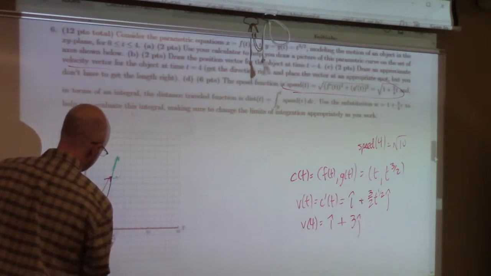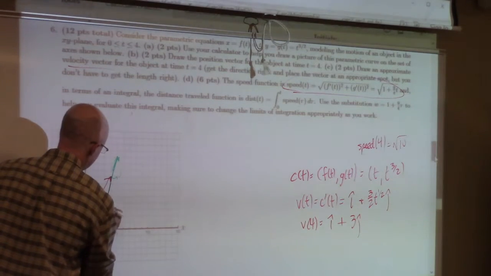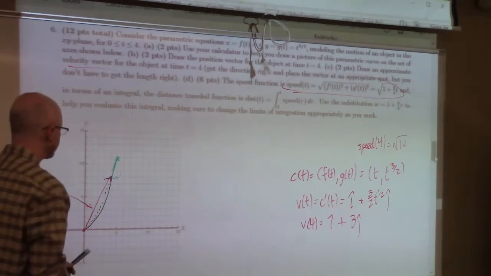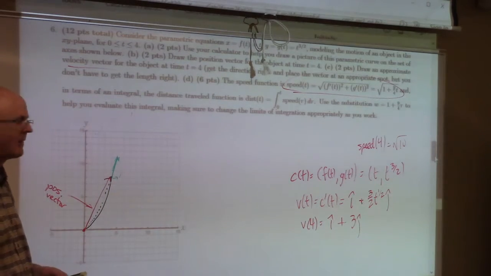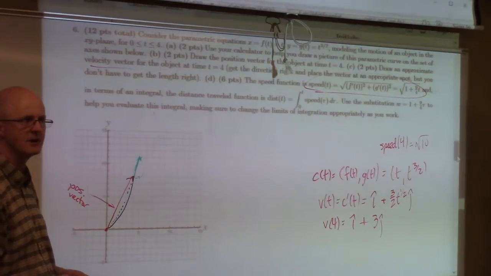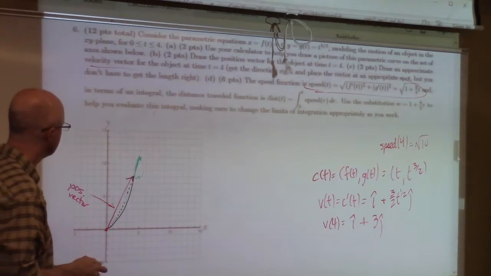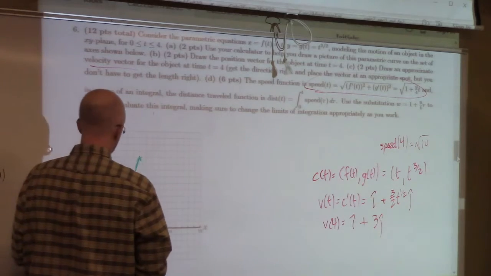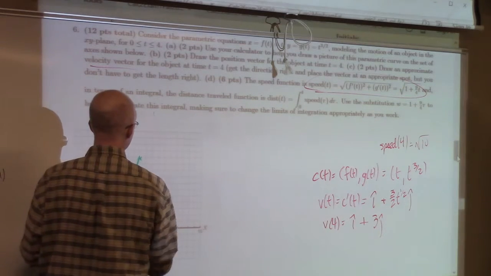In reality, it probably looks a little bit more like this. But I think it's good enough for full credit if you drew it like I did initially. There's your velocity vector.